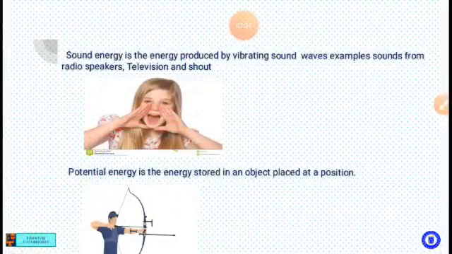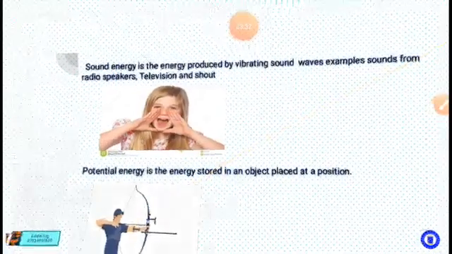Now, from this picture, you can see a man trying to shoot an arrow through a bow. And first of all, he places the arrow on the bow before he shoots the arrow. Now, the energy that enables this arrow to stay on this bow is called potential energy.